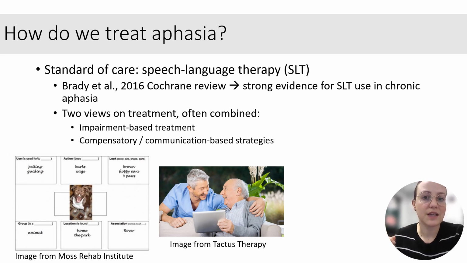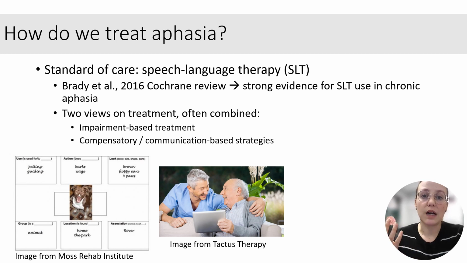It's more about asking the question, what treatment would most benefit the individual with aphasia that I'm working with based on their language impairments as well as strengths, as well as what their goals are? What do they want to improve about their language and their communication?